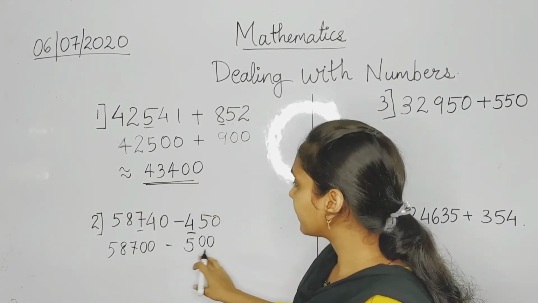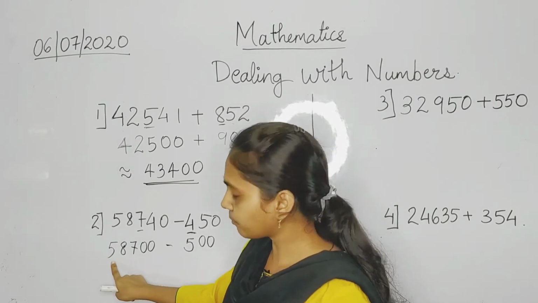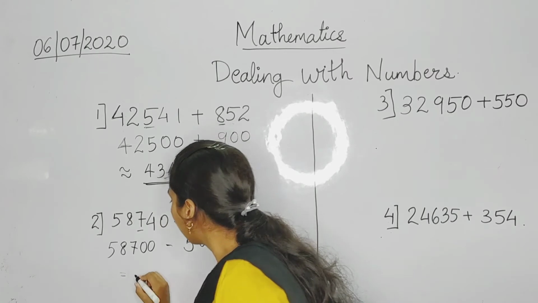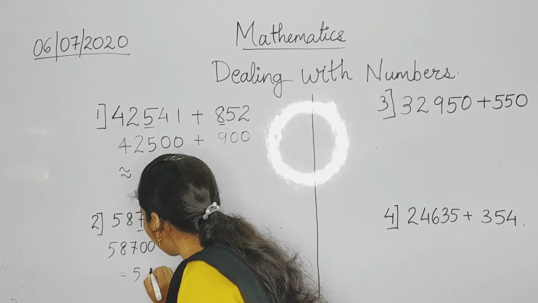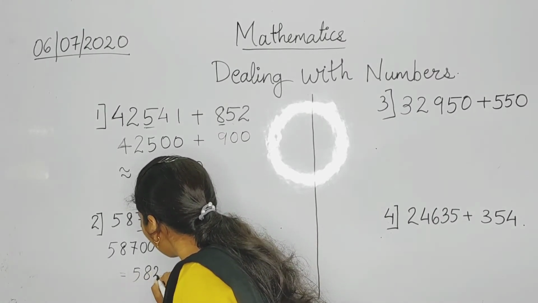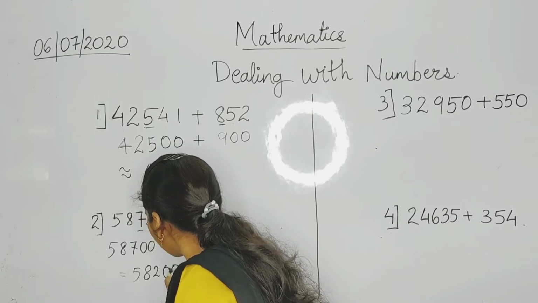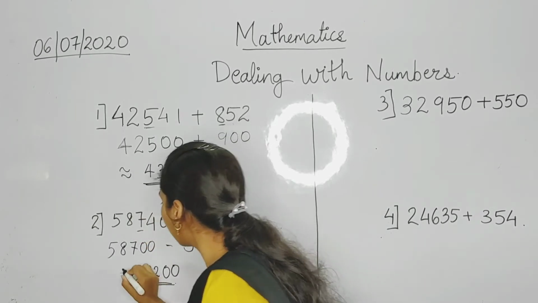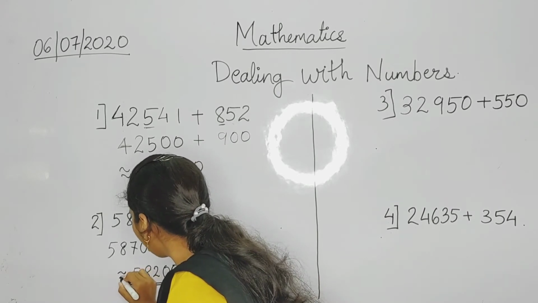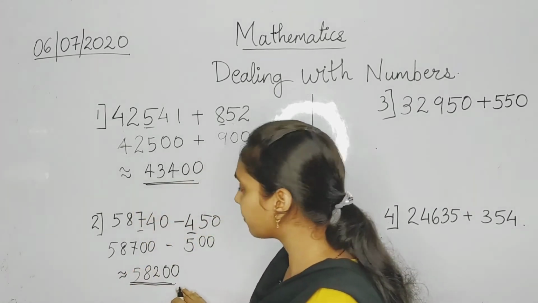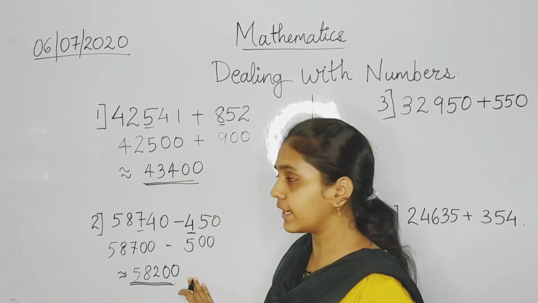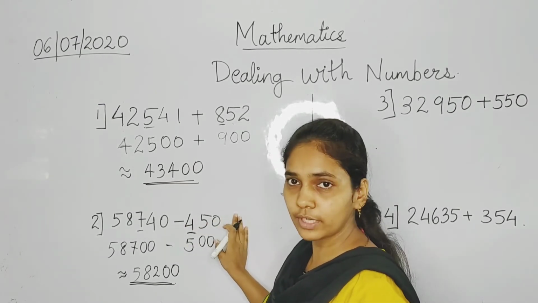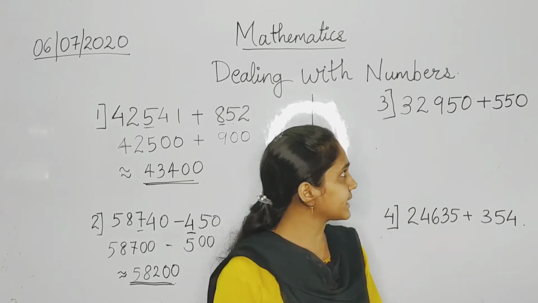After subtracting 500 from 58700, we get 58200. So this is our final answer, and this is also approximately equal to. This is not the exact answer of the subtraction of this sum. Okay. Now we will see the next example.